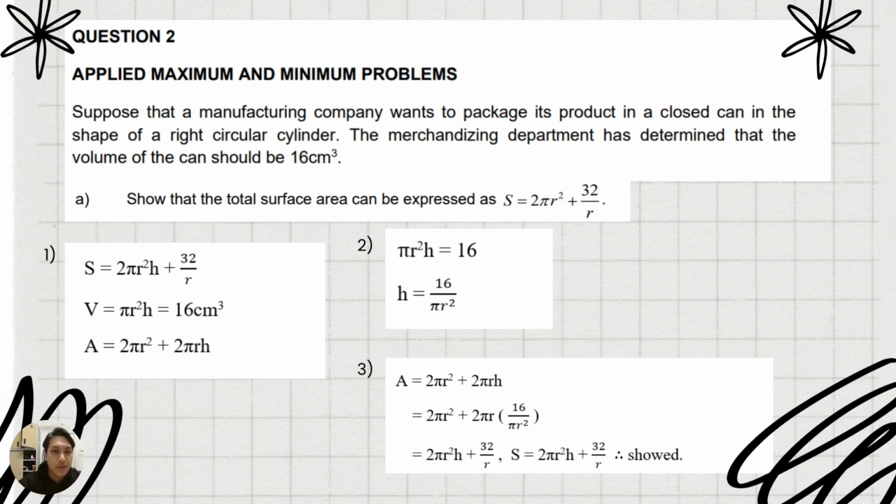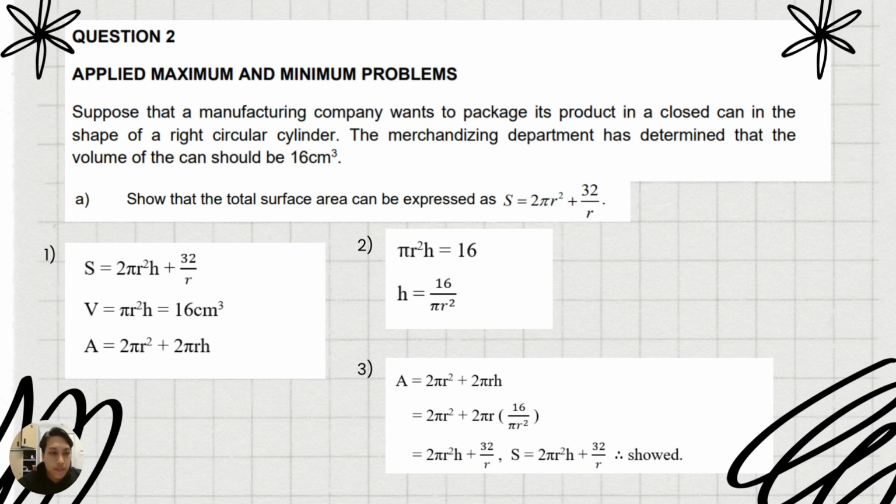Hi, Assalamualaikum warahmatullahi wabarakatuh. So I'll explain question 2, apply maximum and minimum problems. Suppose that a manufacturing company wants to package its product in a closed can in the shape of a right circular cylinder. The merchandising department has determined that the volume of the can should be 16 cubic centimeters. So A, show that the total surface area can be expressed as S equal to 2 pi r squared plus 32 over r.